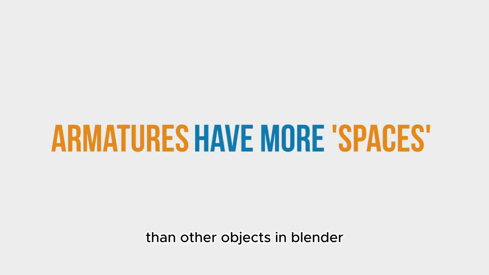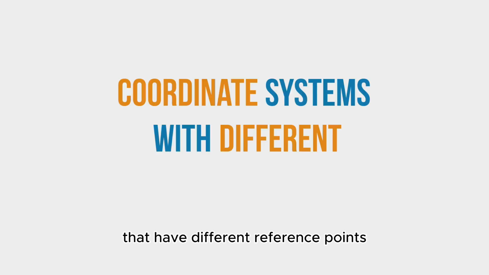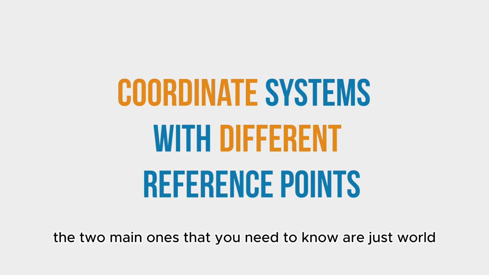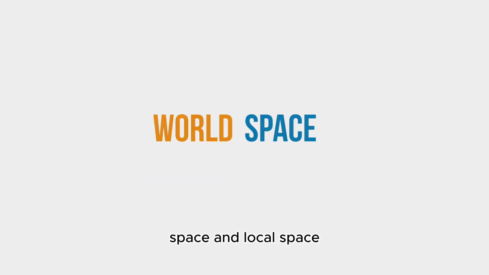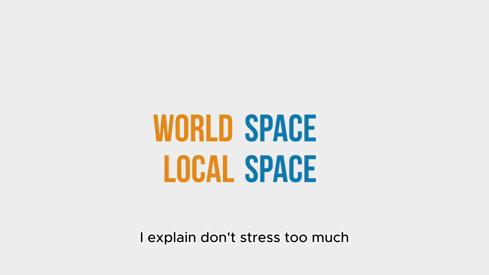As I mentioned earlier, armatures have a few more spaces than other objects in Blender, but all of these spaces are just coordinate systems that have different reference points. Now I'll do my best to explain them all here, but the two main ones that you need to know are just world space and local space. If you don't quite follow along with everything else I explain, don't stress too much. It will most likely make sense to you later down the track.